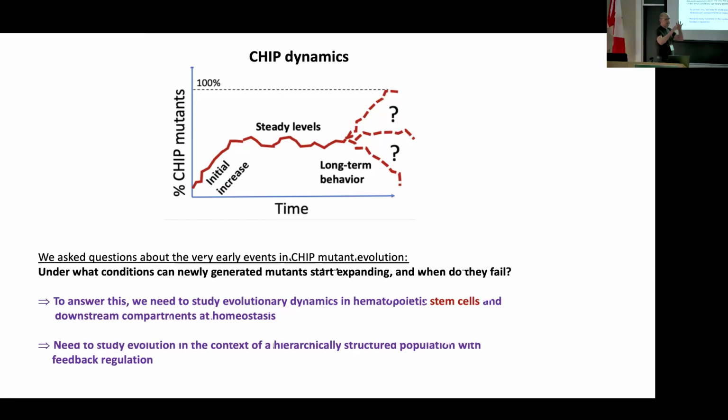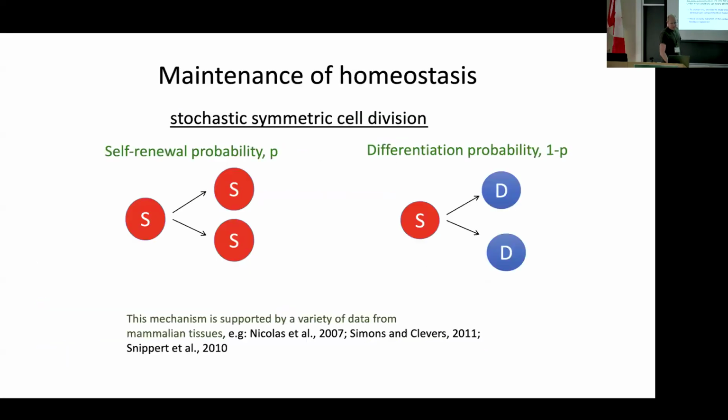These are complicated long-term dynamics already, but we wanted to understand what the conditions are for a mutant to actually pop up in the hematopoietic system. Assuming that these mutants have some advantage over the wild type, under what conditions do we expect them to pop up, and in which compartment of the hierarchy are they expected to pop up?